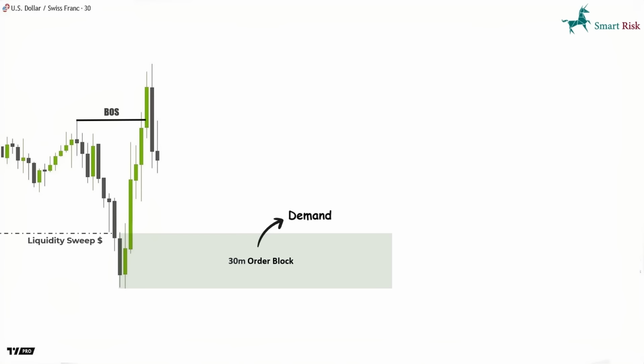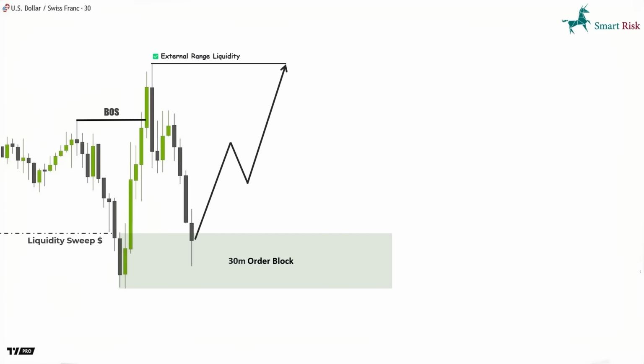This leaves us with a fresh, unmitigated demand zone. And this is exactly where we want to keep our eyes. It's an ideal area to look for long opportunities if price pulls back into it. Once we've identified the higher time frame order block, the next step is to wait for the price to tap into it. Now let's play the chart forward to see what happens. As you can see, price pushed downward and eventually taps into the zone and shows rejection.